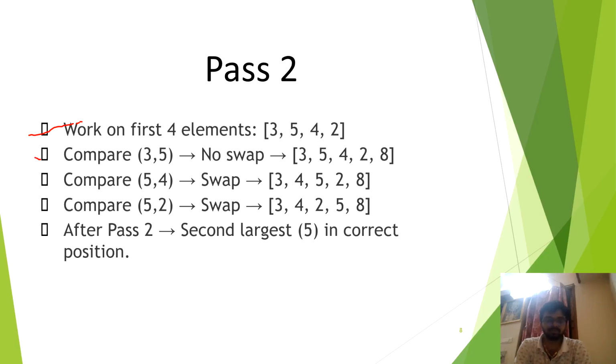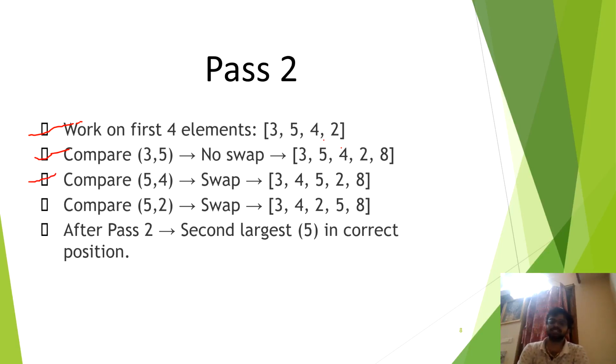Again we are going to follow the same process. We are going to compare 5 and 4. Obviously here the first element is bigger than the second element, so the swapping is done. 3, 4, 5, 2, 8. So the third point is also clear.